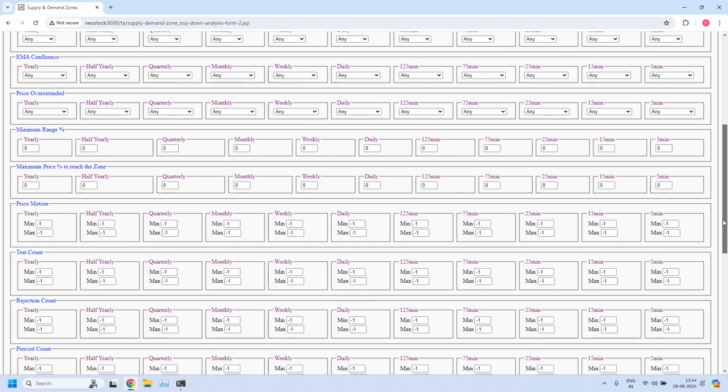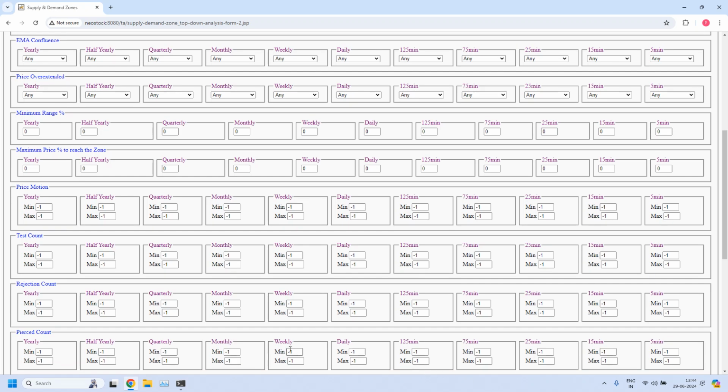The first filter, pierced count. The pierced count on daily time frame should be minimum value 0, maximum value 0. We don't trade on pierced zones. If pierced count is 0 means the zone is not pierced.